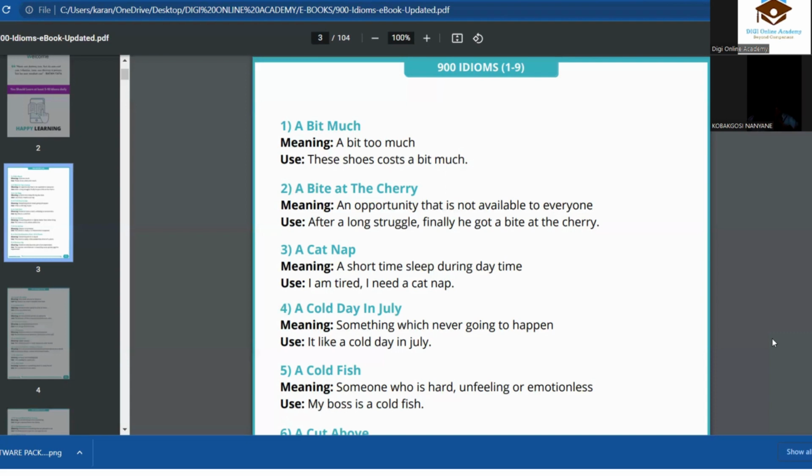Okay. So have you seen a cat closing her eyes? And it is so alert that it can get up anytime, right? It's a short nap, a short break. So now you make a sentence on a cat nap and let me know now.